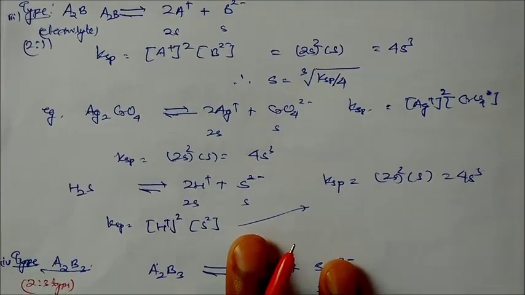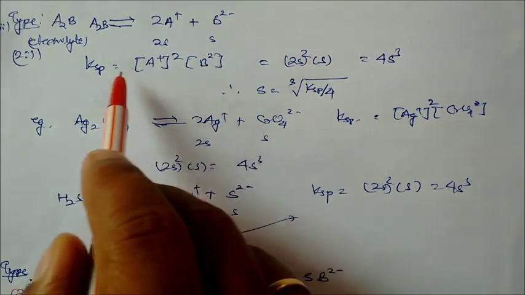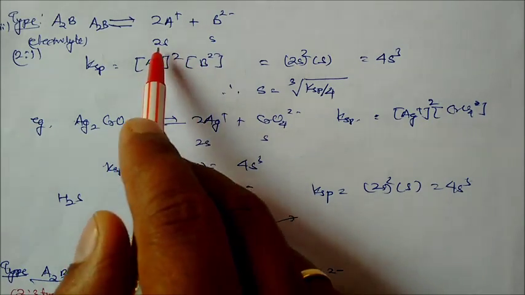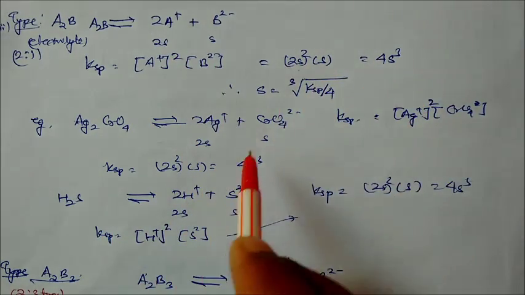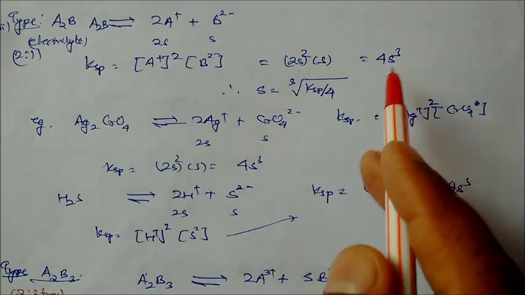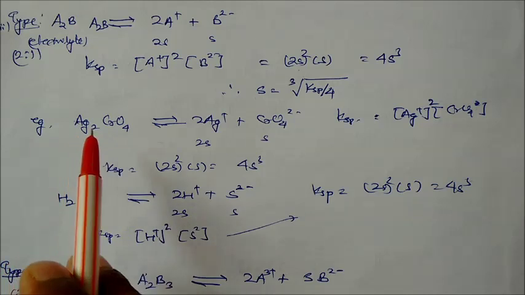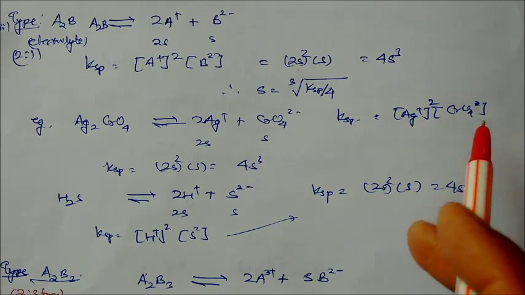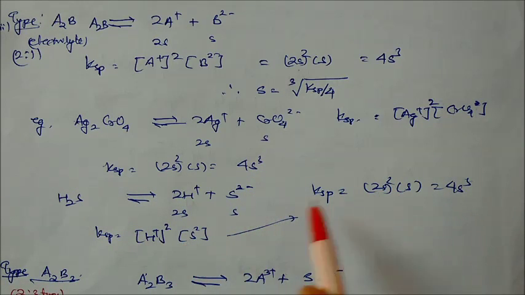Next type, the electrolyte is A2B. This is the 2:1 electrolyte, so it will be 2S and S. Ksp will be the concentration of A plus squared into B minus. We write (2S) squared times S, which is 4S cubed. So solubility equals the cube root of Ksp by 4. So A2B and AB2 both have the same solubility expression. Example is silver chromate, Ag2CrO4. Ksp equals Ag plus squared into chromate, and we can write 4S cubed.